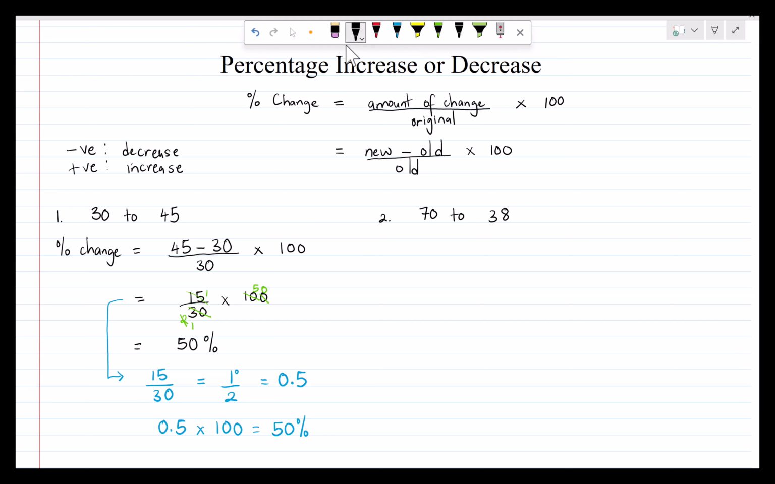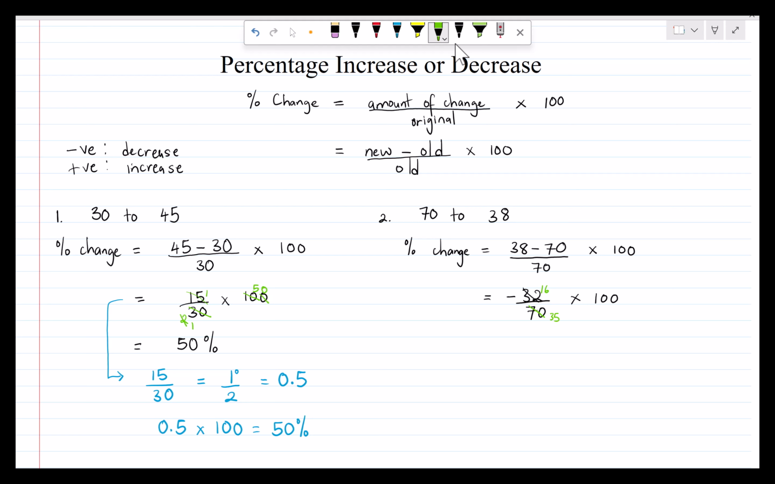Example number 2, we have 70 to 38. So to calculate the percentage change, we are going to say 38 minus 70 all over 70 multiplied by 100. 38 minus 70 gives us negative 32, and we have negative 32 over 70 times 100. Then we find the highest common factor of 32 and 70, which in this case is 2. So 2 into 32 gives us 16, and 2 into 70 gives us 35.